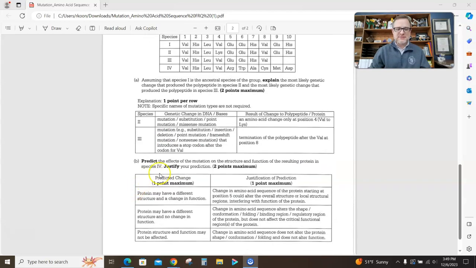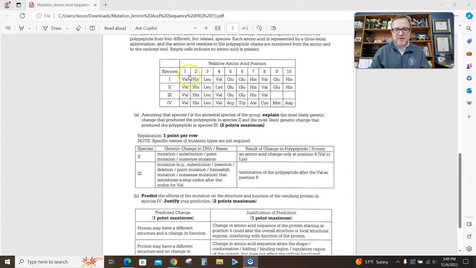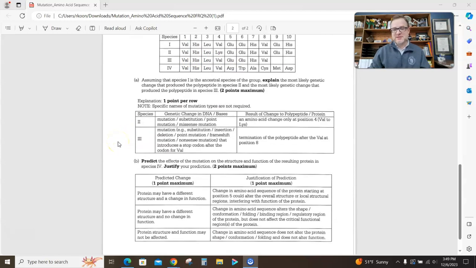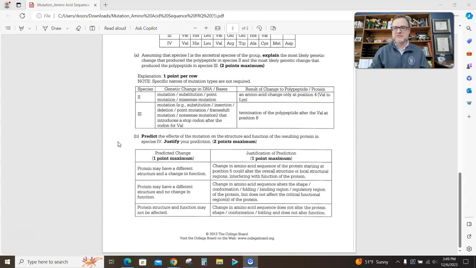Part B, predict the effects of the mutation on the structure and function of the resulting protein in species 4 and justify your prediction. So species 4, compare 1 to 4. At position 5 and on, it's completely different. All right. So I harp on my kids with this. When you mutate a gene and ask how the protein is different, more than likely the protein's going to fold incorrectly. I tell them that the key word there is fold. If you change the structure of the protein, it's going to have a different 3D shape. It's going to fold differently, especially if you go from non-polar to polar amino acids.